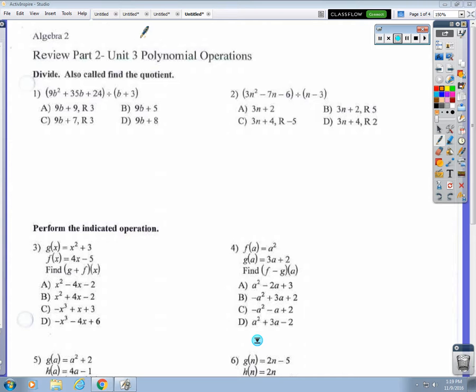Okay, number 1, the directions say divide, also called find the quotient. When you're given a polynomial and they divide it by a binomial, how do we divide those? I taught y'all a special method. You put the box. Right, synthetic division.